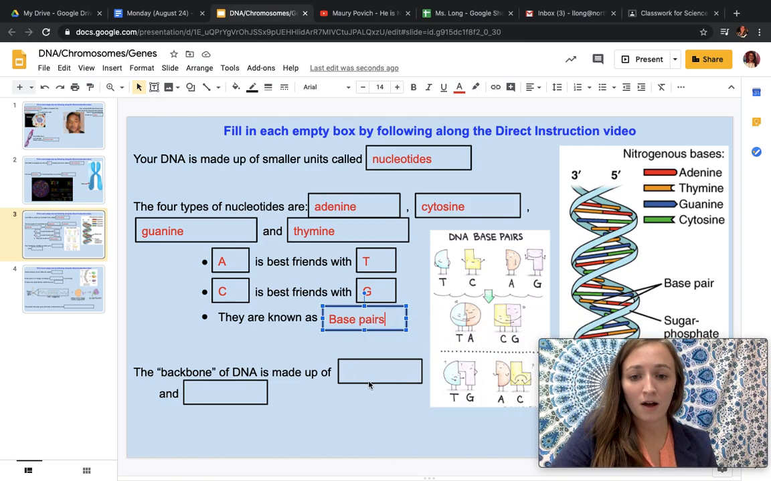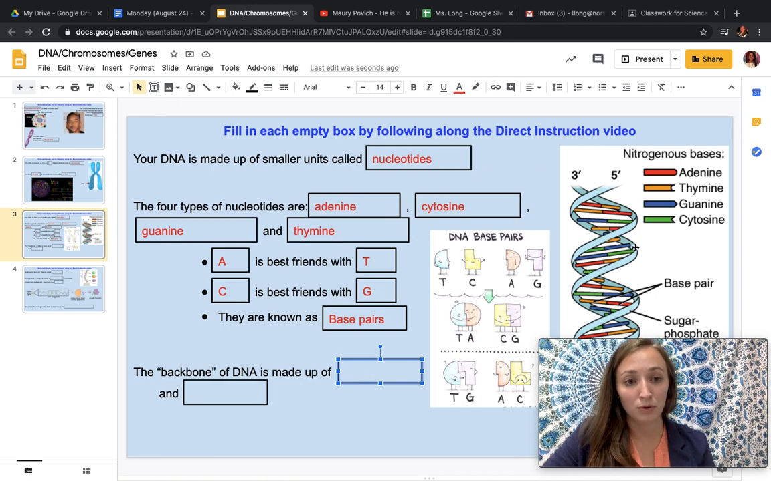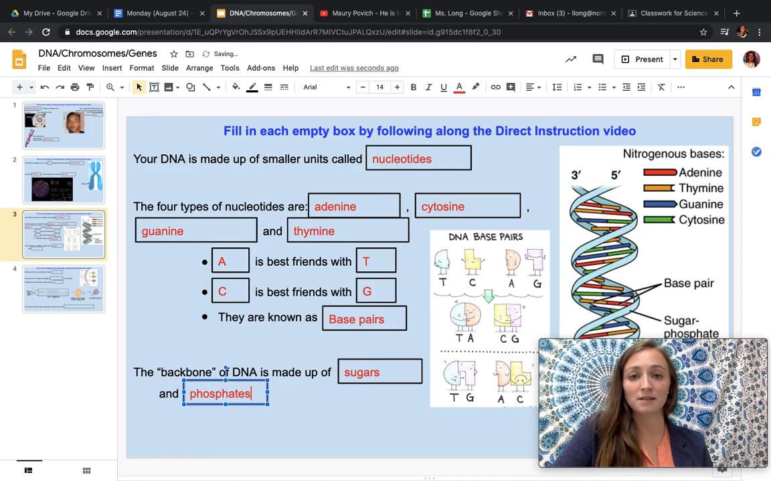One more blank on this slide. The backbone of DNA, that's the edge. That's this blue part, it kind of looks like a ribbon. That's the backbone. The backbone of your DNA is made up of sugars and phosphates. That's all you need to know.